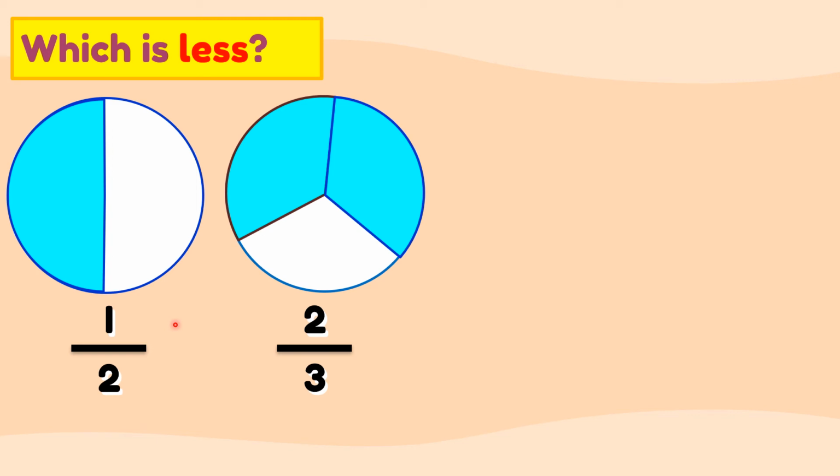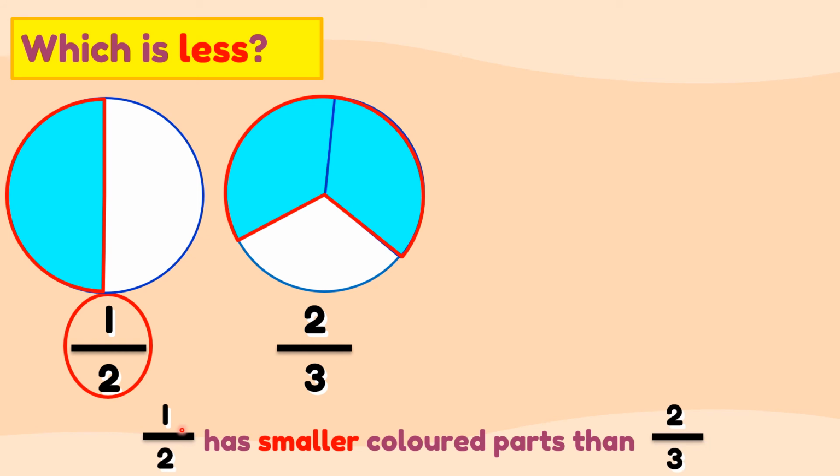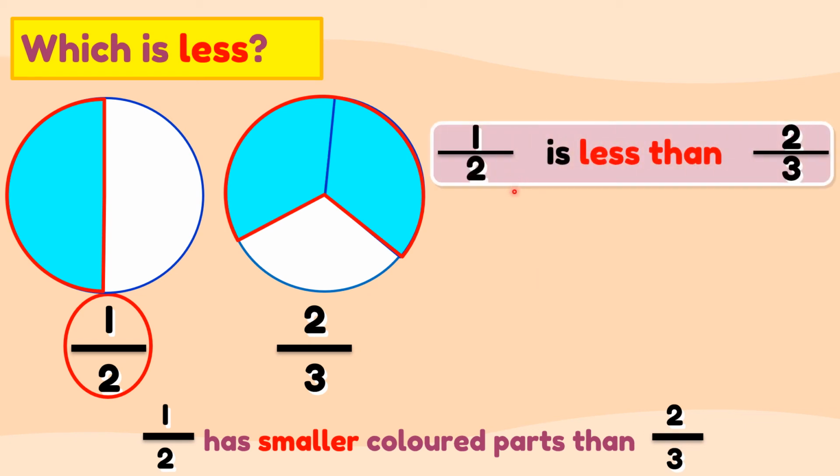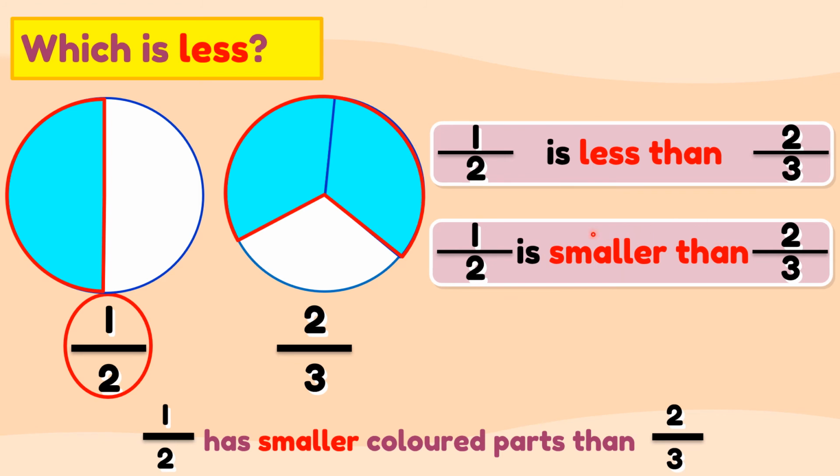Let's look at the colored parts. Which is smaller or less colored parts? Yes, 1 over 2. 1 over 2 has smaller colored parts than 2 over 3. So, 1 over 2 is less than 2 over 3. We can also say as 1 over 2 is smaller than 2 over 3.